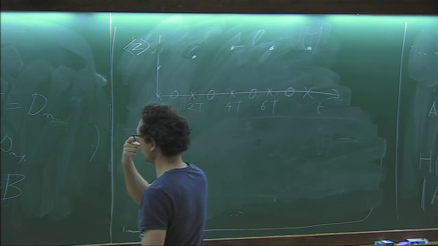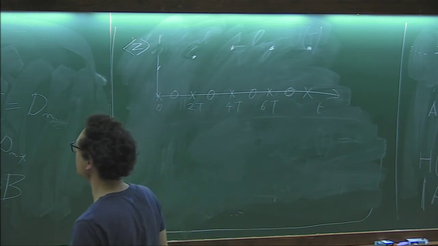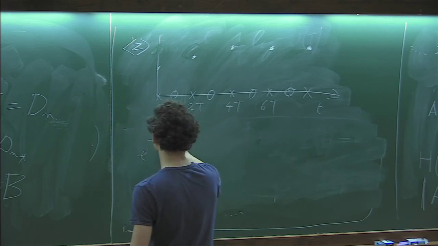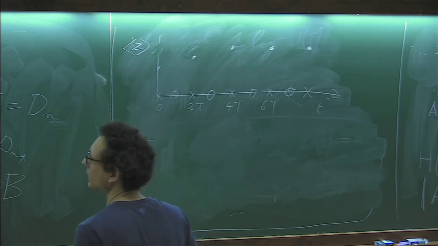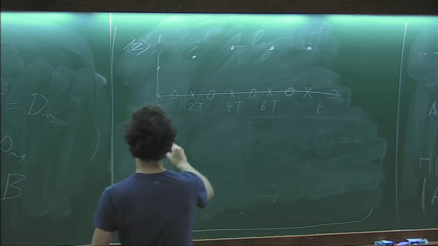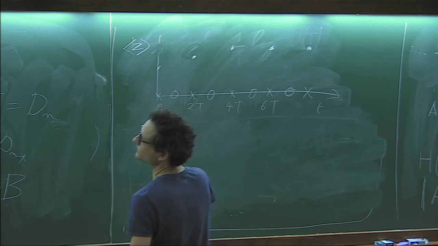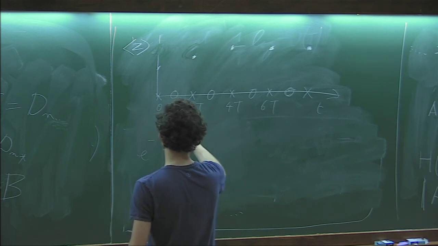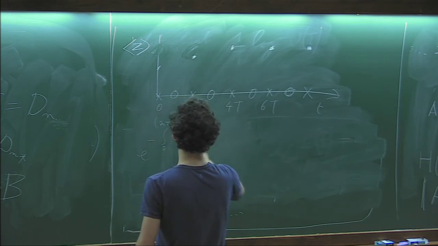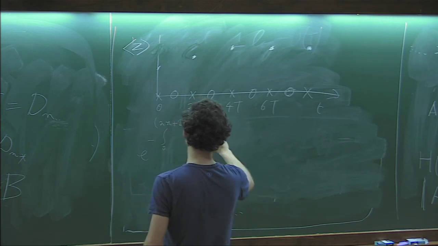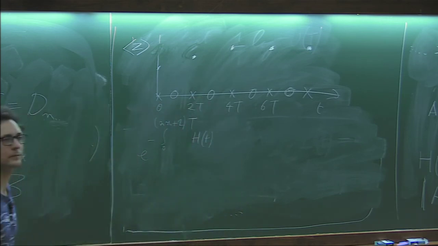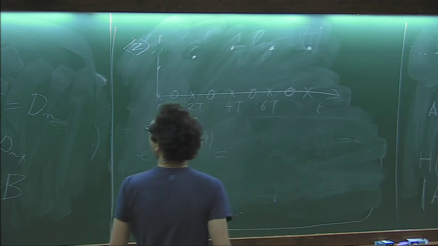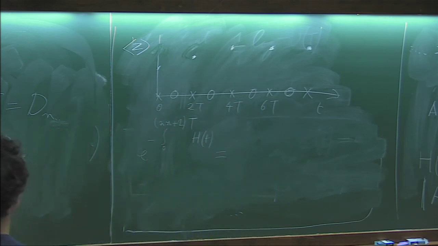So then I have to ask myself, what happens? Right. What happens here? So to n plus 1 t h t, right? Well, what can I do?